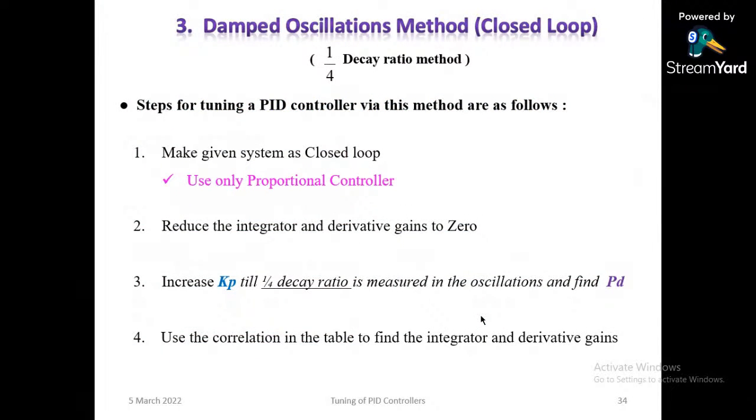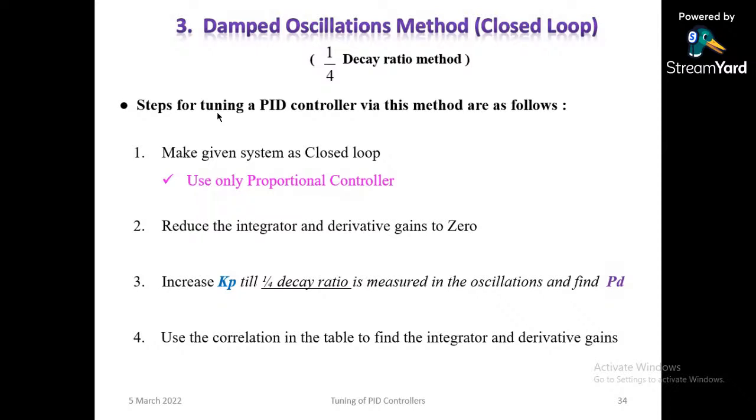Now third method is a damped oscillation method. It is also called as a 1/4 decay ratio method. Damped oscillation method. नावातच लिहिलेलं सगळं damped oscillation method. Now how to tune the PID control by using this method. For that, again we are having some steps. Again they said that as it is a closed loop system, so take a open loop system, make it closed loop, use P controller only initially.